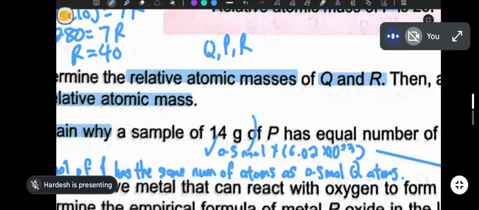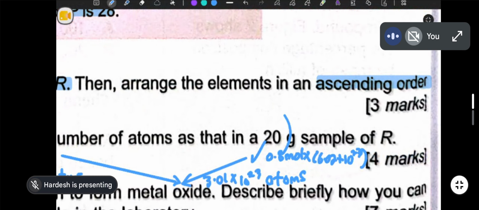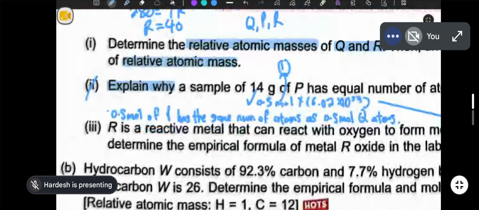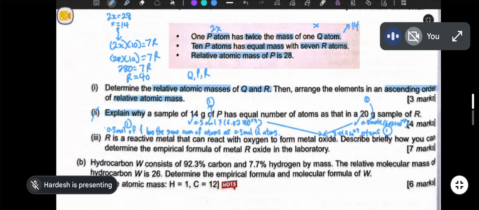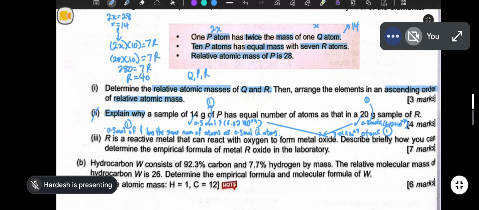So you find your mole, 1 mark. You find your mole, 1 mark. You write your explanation that same mole has same number of atoms, 1 mark, and then you calculate the number of atoms, 1 more mark. That's how you get 4 marks for this question. Understand or not? Understand, bro.